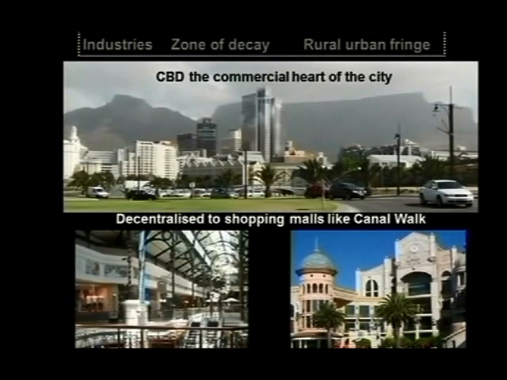The next one that they mentioned there was the commercial one. Now, what's very important, people, is that you must remember that the CBD, this beautiful photo of Cape Town that we've got here, is the commercial heart of the city. Okay, so we've got the CBD, we've got your commercial functions in your city, but you must also know that these commercial functions have decentralized from the cities to shopping malls like Canal Walk, that we also see on the photos that we've got. So you must be able to recognize your decentralized shopping or commercial functions on a map or a diagram.